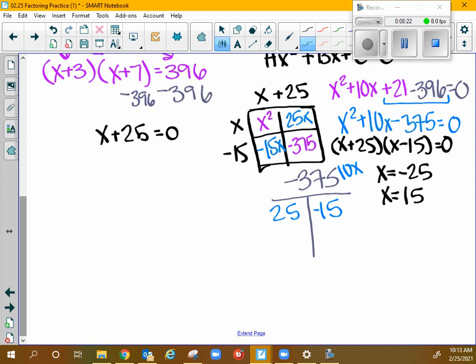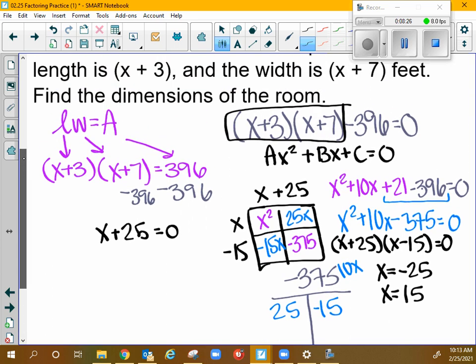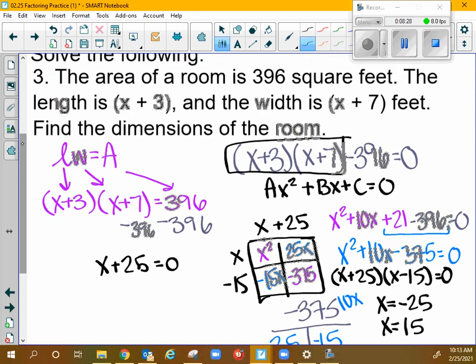Yes, it's a lot, but we're not done. We have to add it. This is not very much enjoyable. My length is x plus 3. What's x? Negative 25 or positive 15. Can I have two lengths of a room? No. Think about that for a second. If I plug in negative 25 and I plug in 15, one of them is unreasonable. You can't have negative distance.